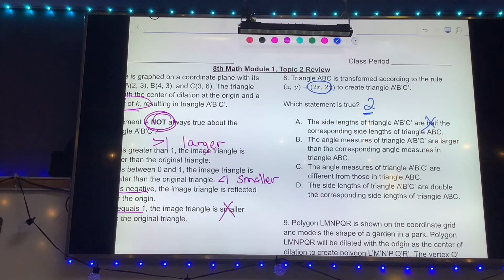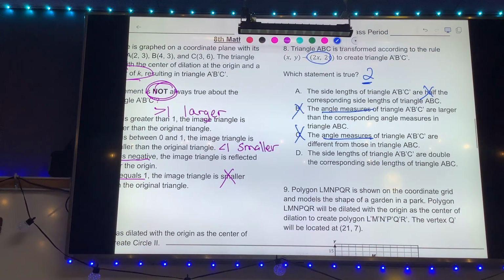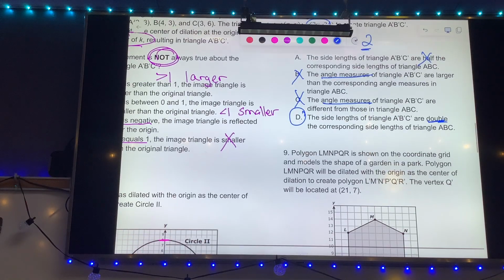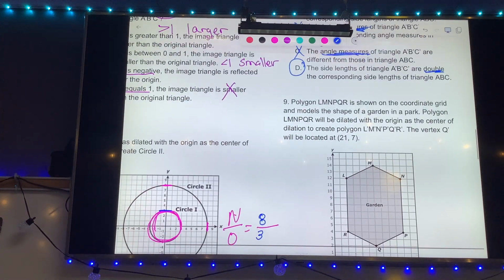Nope. The angle measures of triangle A prime, B prime, C prime are different than those of ABC? No, angle measures will always be congruent, so those are not correct. D, the side lengths of the triangle A prime, B prime, C prime are double. Doesn't 2 mean double? It sure does, so your answer is D. Your angle measures are always congruent because they are similar figures. Your side lengths are going to be double since it was 2. If your scale factor was a half, then that would have been a half.